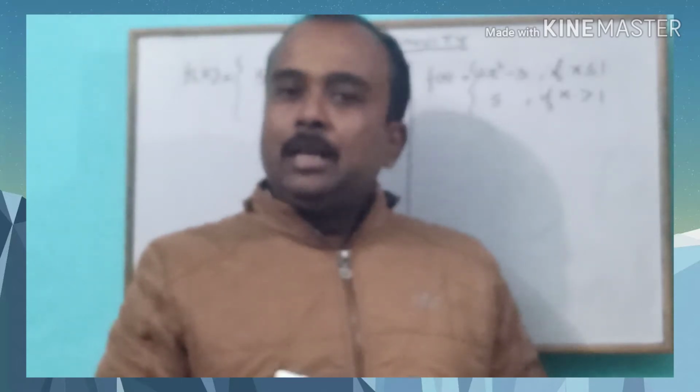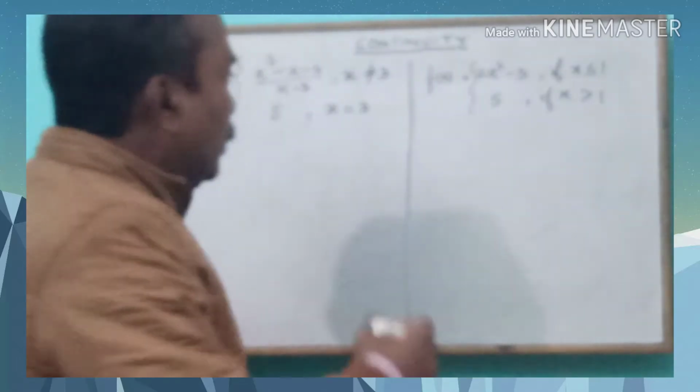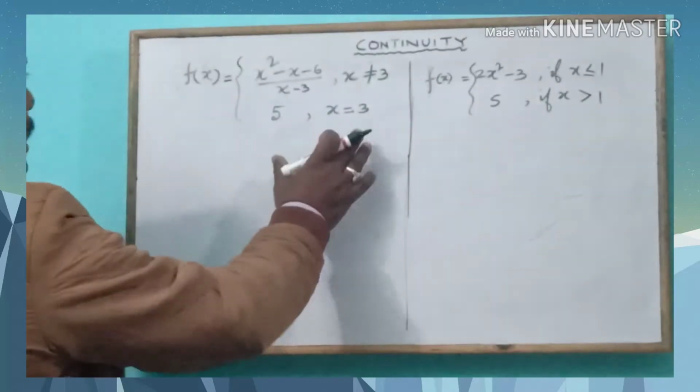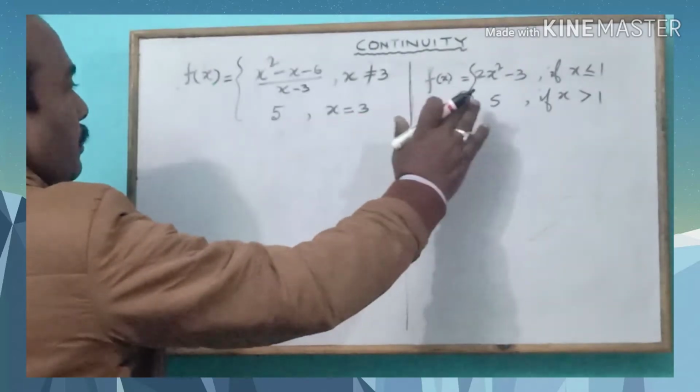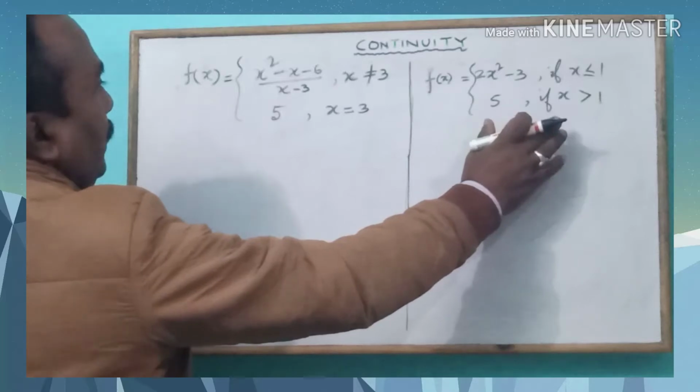If the functional value and the limit of the function are both the same or equal, then the function is continuous at that point. Let us understand the concept better through this example. For example, this first example we have.